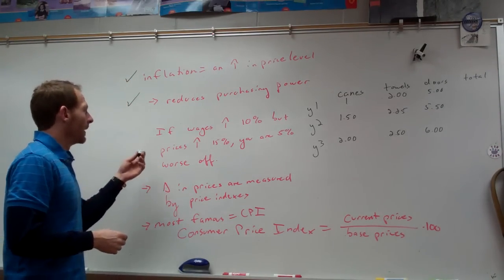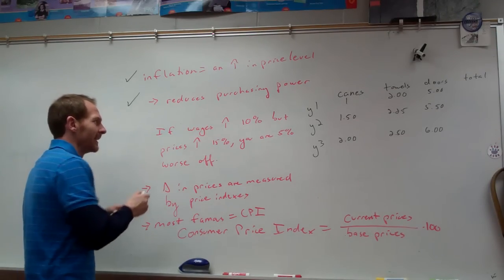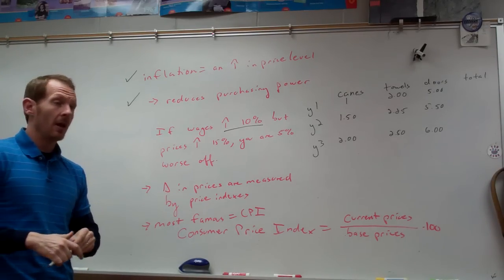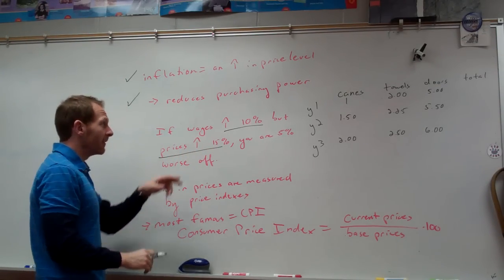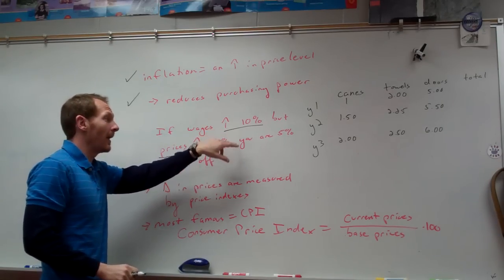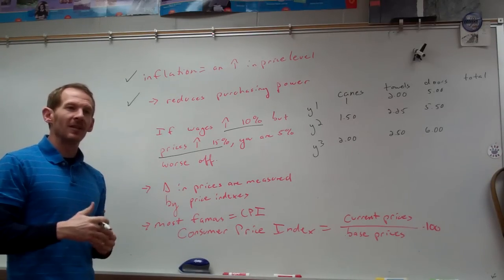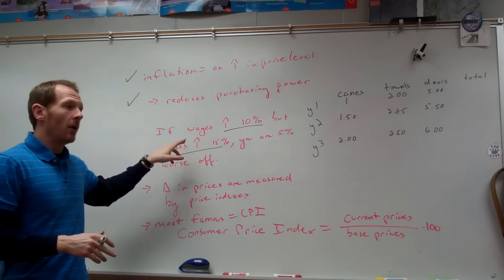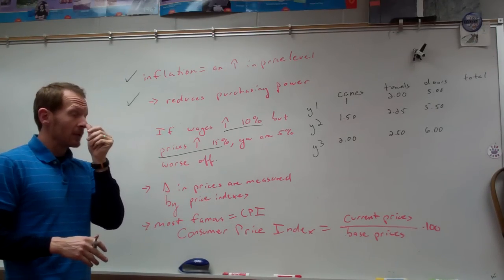For example, let's say your wages, how much money you make, increase by 10%, which is great. You have 10% more money to spend on stuff. But prices have gone up by 15%. Even though you have 10% more money, you actually are 5% worse off. You have 5% less purchasing power because even though your wages went up by 10%, prices on average went up 15%. So you're worse off.